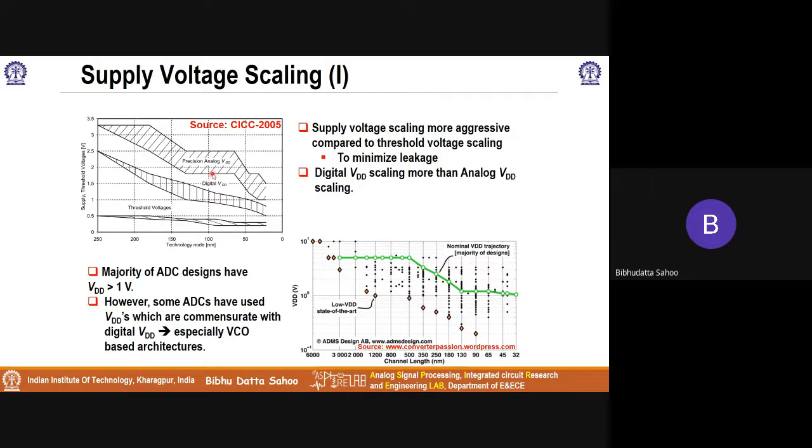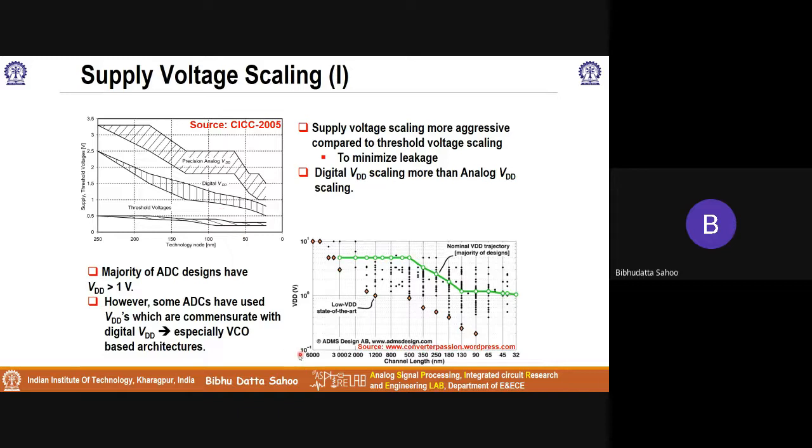Otherwise, if you go for higher and higher supply voltage for lower technology nodes, you will increase the amount of gate leakage because tunneling will increase, and it might also break down the device. If the tunneling current is large, it will also damage the threshold voltage with time, because you will trap more and more charges in the gate, and that would adjust the threshold voltage of the device. So certainly you have to scale down the analog supply voltage, but this analog supply is scaled less aggressively compared to the digital supply voltage.